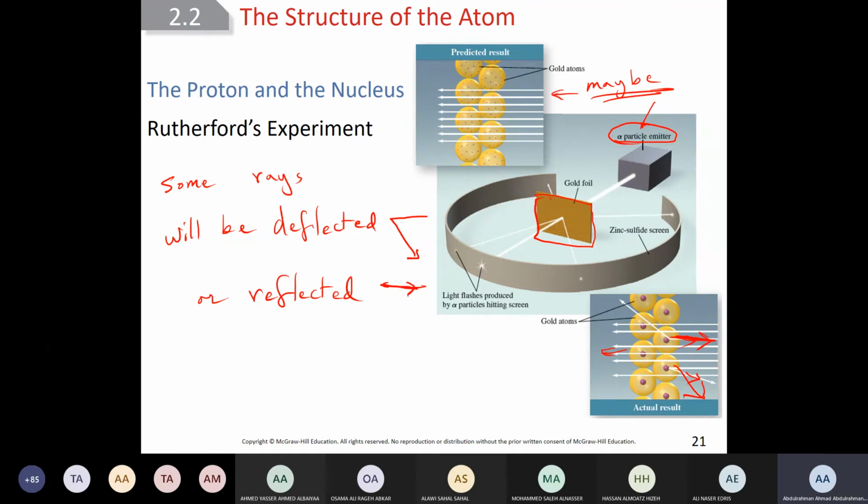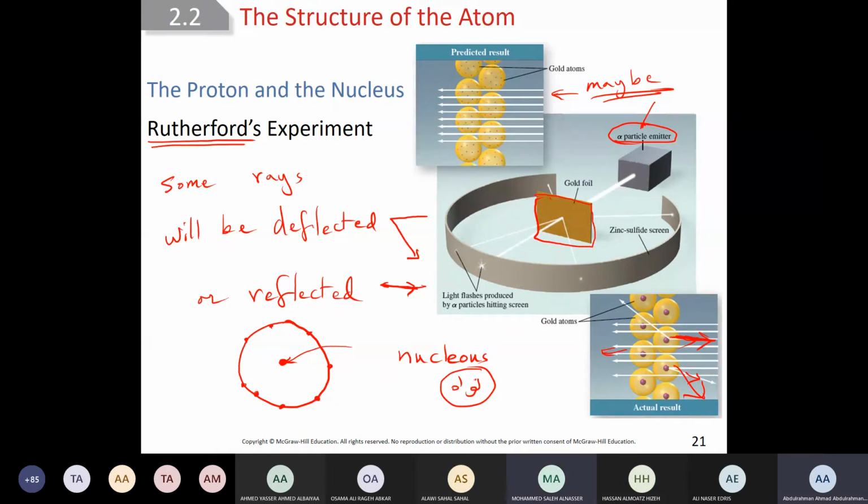Okay? And he said the reason for that is because the atom is mostly empty, and there is the nucleus. What did he call this? Nucleus. And the electrons are around it, like this. And he said that this is how the atom is. Okay, what's the name of the scientist? Rutherford.